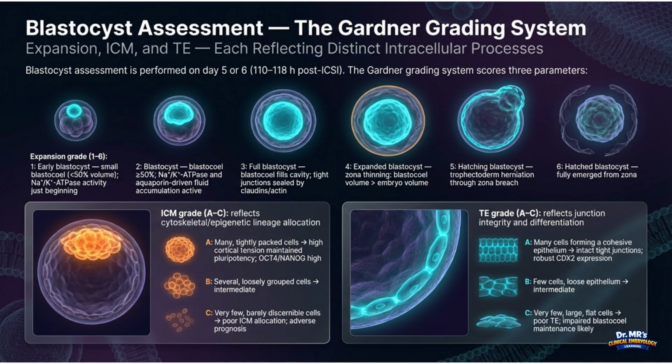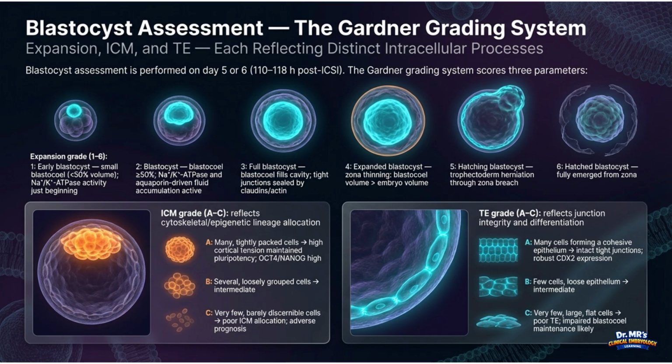What does a grade C ICM look like, and what does it mean? A grade C ICM has very few cells, and they look loose and disorganized. This reflects a failure in epigenetic lineage allocation. During compaction, the inner cells failed to upregulate OCT4, or perhaps they're undergoing apoptosis due to accumulated DNA damage. A grade C ICM carries a strong adverse prognosis for fetal development. Even if it implants, it frequently results in a blighted ovum.